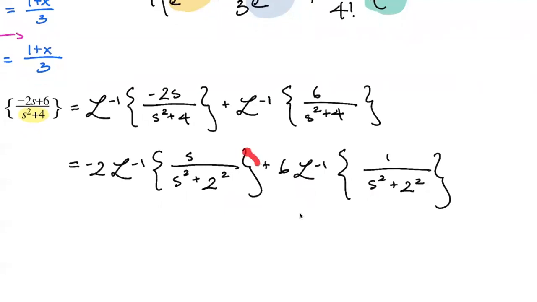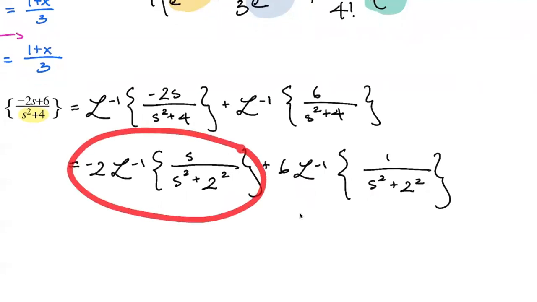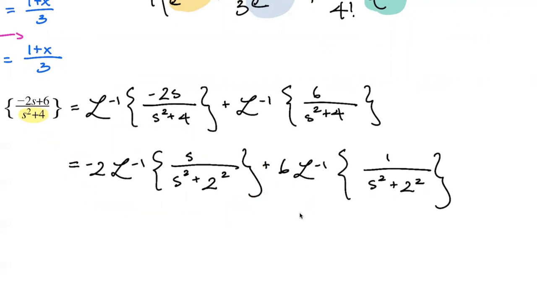Now, if we take a look at this first function that we're looking at the inverse Laplace transform of, that matches exactly with the table. In fact, this matches exactly with line number 8. All right, so this one is line number 8 exactly. And so I could say that this is -2 cosine of 2t, right, just from the table.